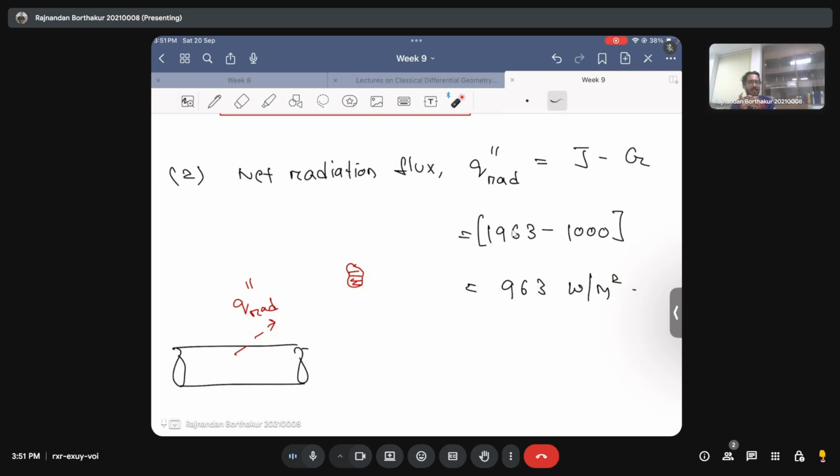So I hope you can now understand how this irradiation actually comes. You can interpret this as a radiation flux coming from the surrounding. That is something I wish to clarify through this second exercise as well. Okay, I hope you can understand this.